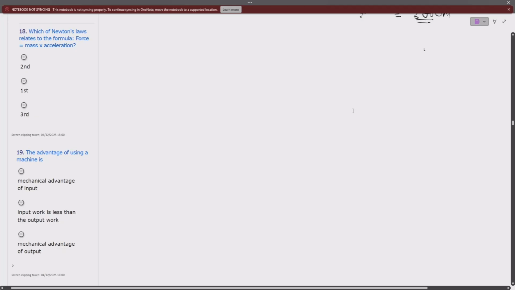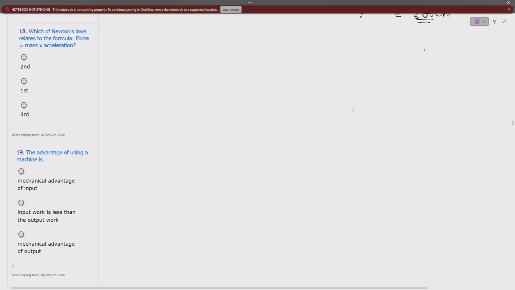Right, let's get to number 18. Which of the Newton's laws relates to the formula force equals mass times acceleration? That is Newton's second law. The advantage of using a machine is the mechanical advantage of the output force. So that is the right answer.